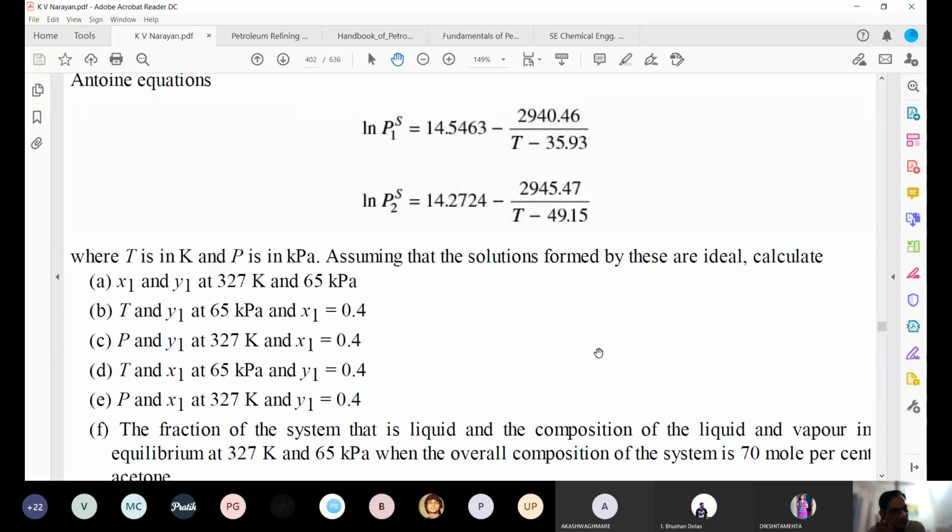Okay, so what does this translate to? When we look at, say, find T and Y1 given X1, what are you finding? Can you give a name for this? I think I've told you before, but I'm just cross checking whether you remember. When liquid composition is given and pressure is given and we are finding T and Y1, what are we doing?